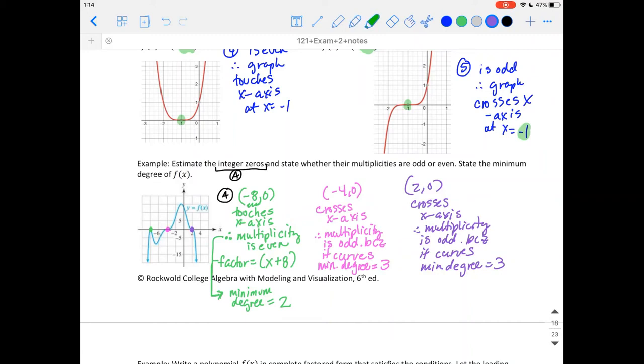Okay, so now taking all of these minimum degrees that we just found, which is the 2, the 3, and the 3, we're going to add them up. So 2 plus 3 plus 3 is going to give us that our minimum degree is 8 for the entire function.